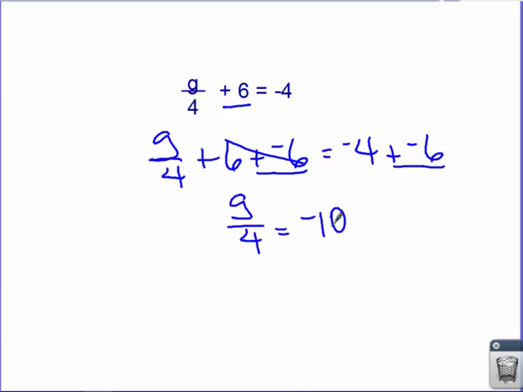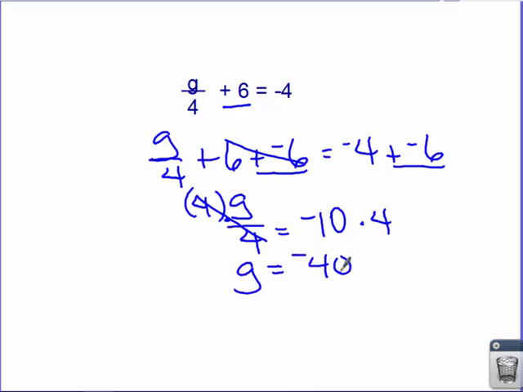Now, how do I get rid of a divide by 4? Well, to get rid of the divide by 4, we do a multiply by 4. So if I multiply the left side by 4, I must multiply the right side by 4. So this 4 on top and this 4 on bottom, they divide out and become a 1, which is what I want, 1g. And 1g is equal to negative 10 times 4. Well, 10 times 4 is 40. One negative makes the whole thing negative.